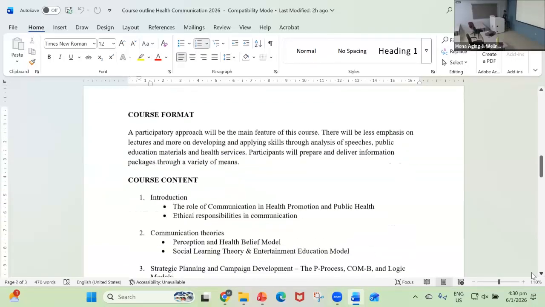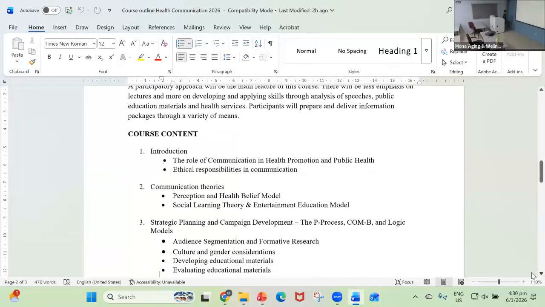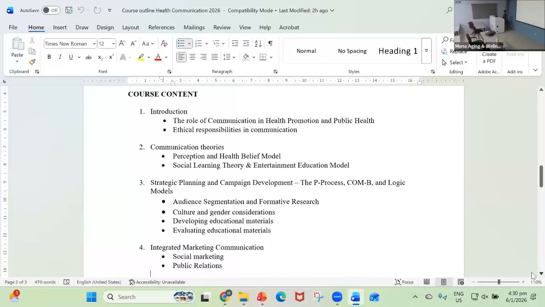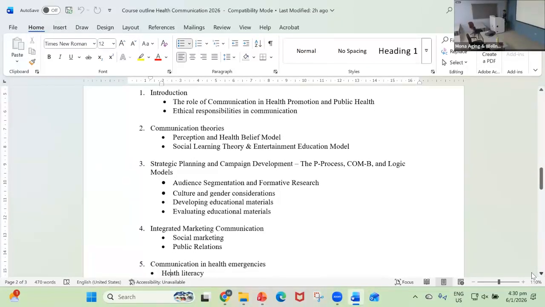So what's the format? Participatory, I said that. And we are also going to look at building some specific skills as it relates to health communication. The contents, we're looking at ethics in health communication. We're looking at the theories, as I mentioned, more specifically, 2 of them listed here. We are possibly going to look at or mention others, but these are the 2 primary ones that we might be focusing on over the next few weeks.